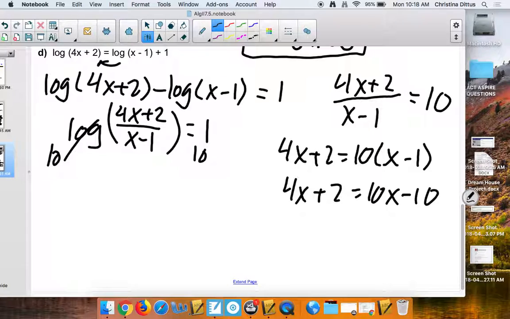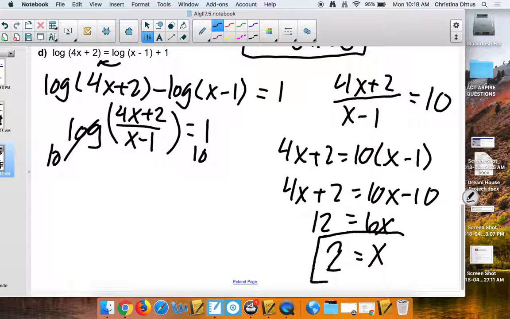Now what? Subtract 4x and I get, what am I doing with my 10? Add it so I get 12. How much is x? 2. Yeah, no, you're good. 2. Done. Oh, that was so painful.